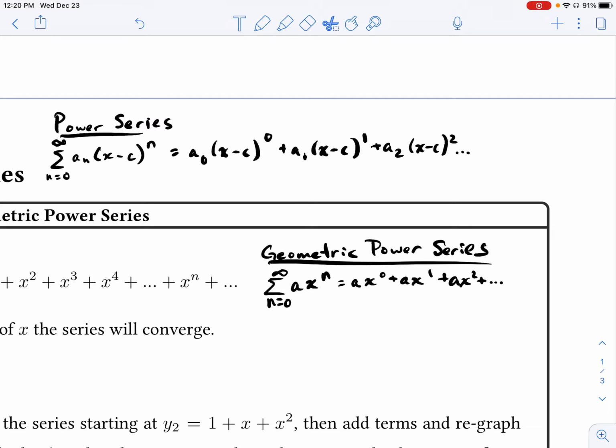In both power series and geometric series, we notice that we're multiplying by the same thing over and over again. In the power series above, we were multiplying by x minus c. We would say that that could be our common ratio. And so the only thing that makes a geometric power series unique or distinct from just all power series is that we do have a common coefficient. We have the same coefficient over and over again.